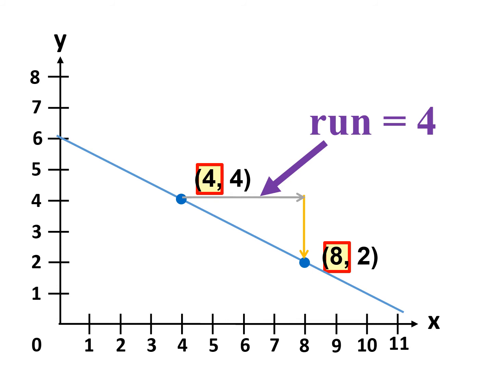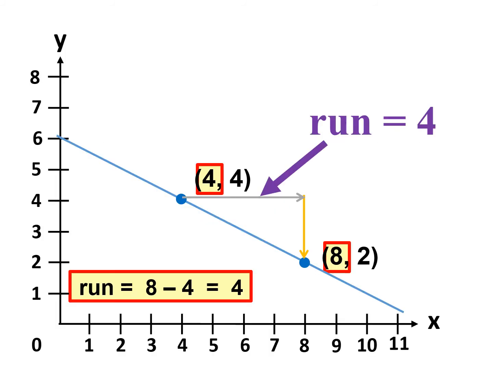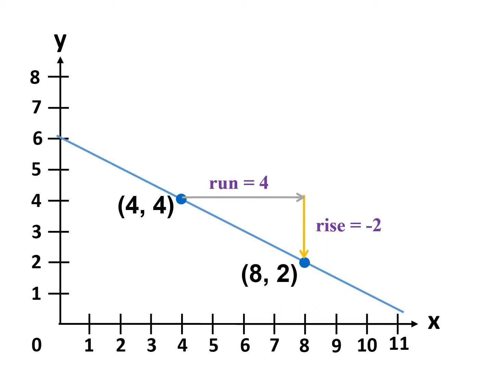We can also find the run by looking at the x-coordinates. Remember, the run is equal to the x-coordinate of the right point minus the x-coordinate of the left point. So here, 8 minus 4 is equal to 4, and that's our run. Remember, the run is always positive. However, as we discussed a few slides ago, the rise can be positive or negative. So we now know that our rise is -2 and the run is 4.